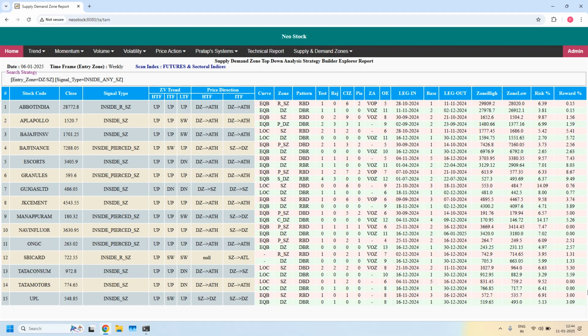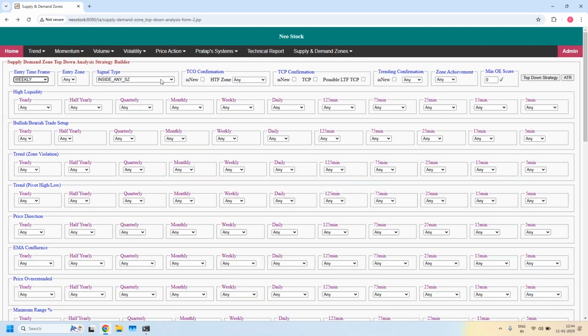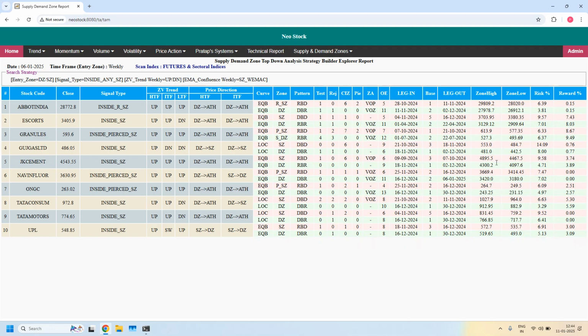Okay, let me further filter this list based on the weekly supply zone having weekly EMA confluence. So on the weekly time frame, the weekly supply zone should have weekly EMA confluence, and the trend on the weekly time frame should not be sideways. It can be up or down when you are having EMA confluence. Now 10 stocks. All these 10 stocks have supply zones with weekly EMA confluence.